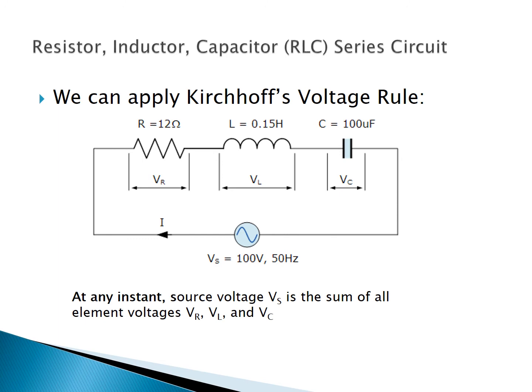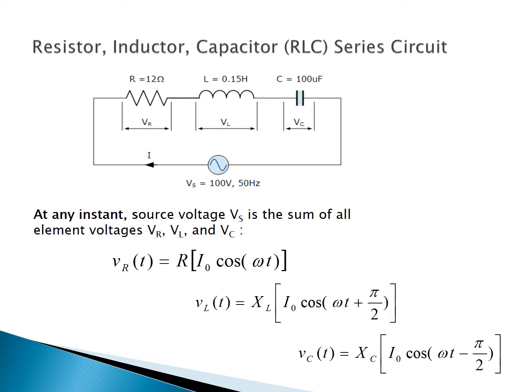So the first thing we're going to do here is note that we can apply Kirchhoff's voltage rule at any instant in time. So it's important to note that at any instant, the source voltage has to be equal to the sum of the element voltages. The reason is that we're gaining potential across the source, but then losing potential across each of the three elements. So summing them together shows that the three element voltages have to equal the source voltage. And so now we're going to take a look at what those voltages are, based on the last equations that we derived.